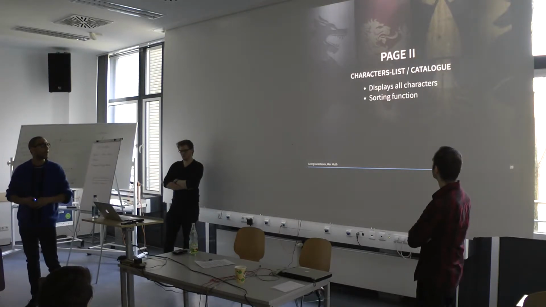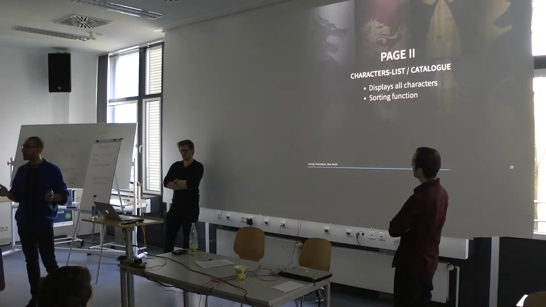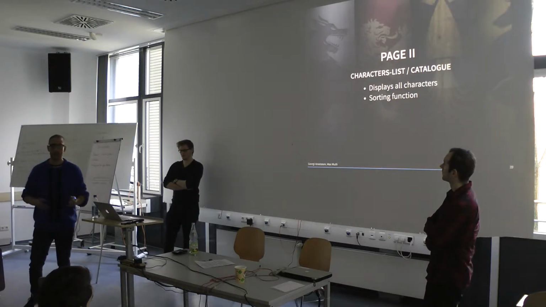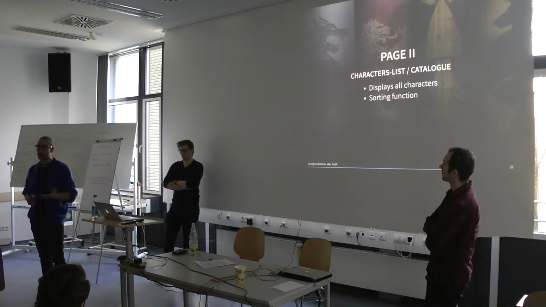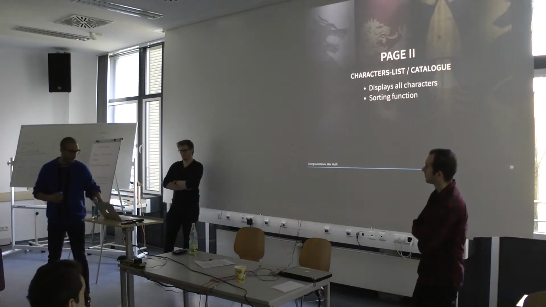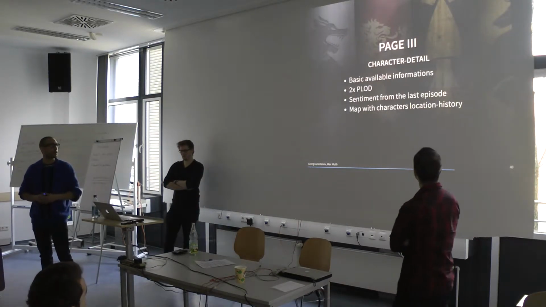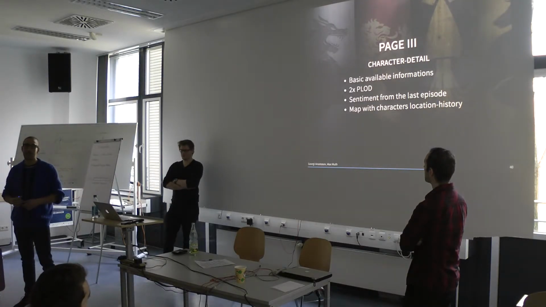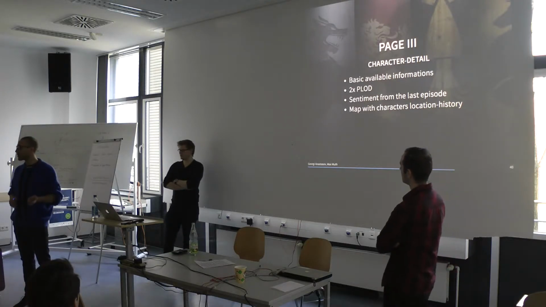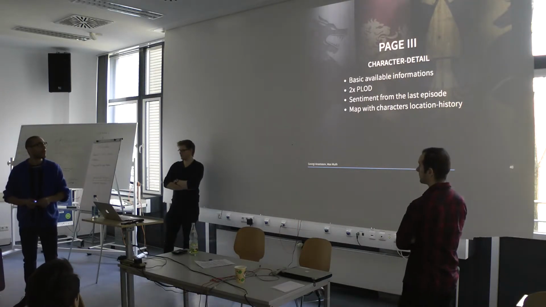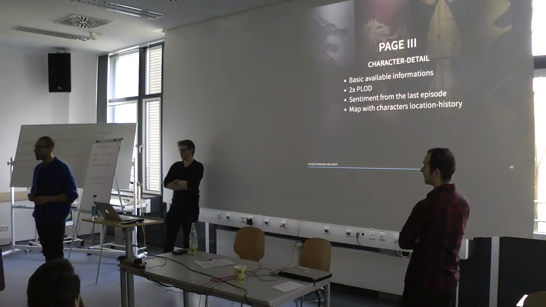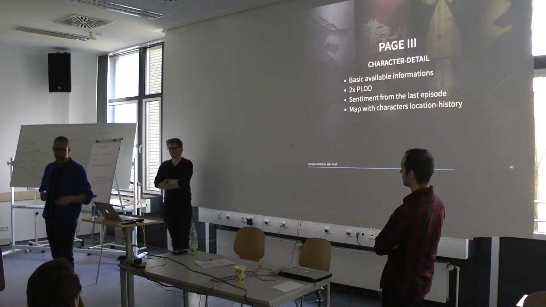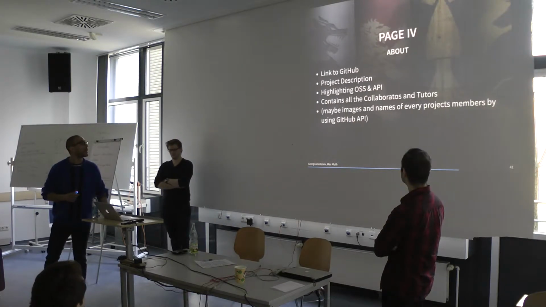On the second and third page are going to be the characters. The first part of this is going to be a character catalog where you can sort them by name or by their family or their appearance in the episodes. The second part of this is the character detail page. We're going to have basic information about the character. We're going to have the two sources of the PLOD from the two groups, as Christian suggested. We're going to have the sentiment from the last episode, and also the character location history on the map.